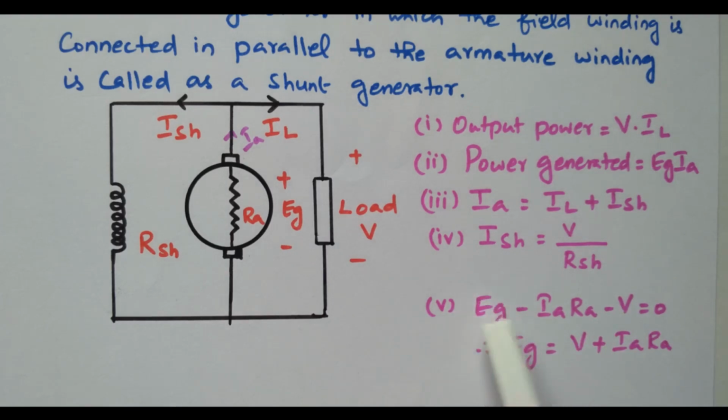EG minus IA RA minus V equals 0. This is the voltage rise, and these two are voltage drops. Otherwise, bring these two terms to the right hand side, so that EG equals V plus IA RA. The EMF generated inside the armature equals the terminal voltage plus the drop IA into RA, right? So these two are not equal. Some of the voltage is dropped across the armature, and the balance is available at the load terminal. This is a very important equation: EG equals V plus IA RA. Generated voltage equals terminal voltage plus the armature resistance drop, IA RA.